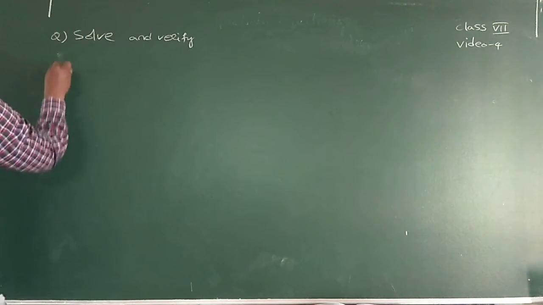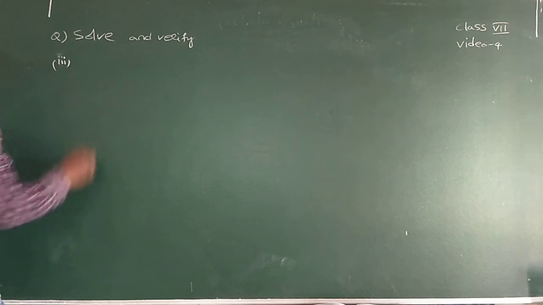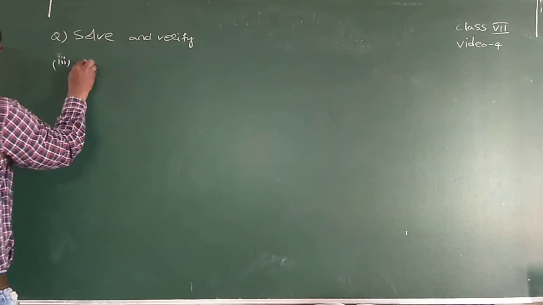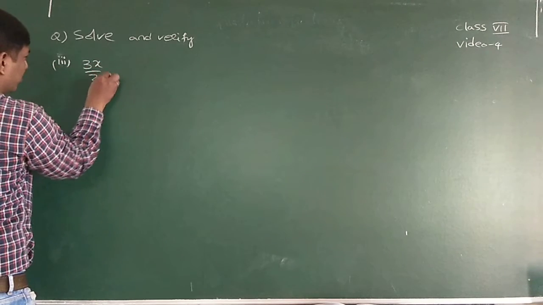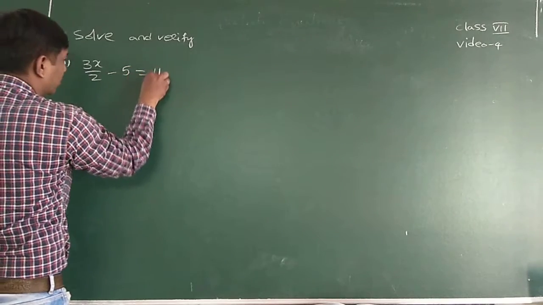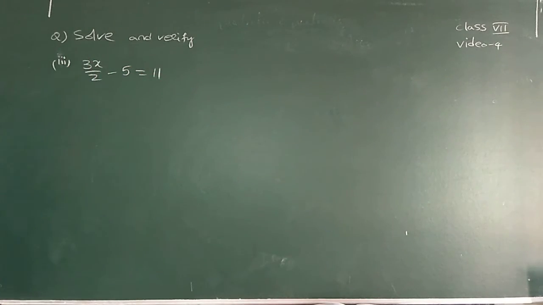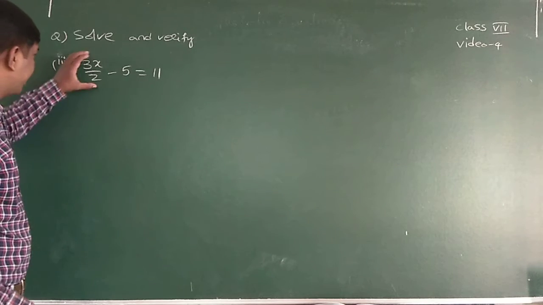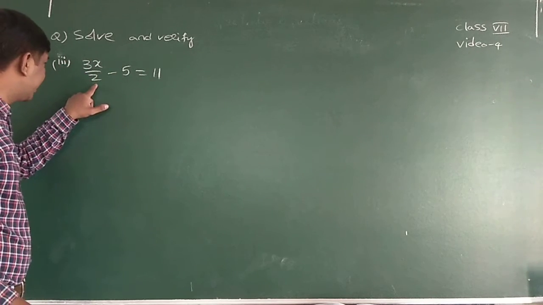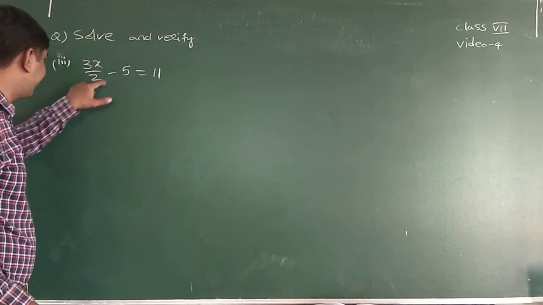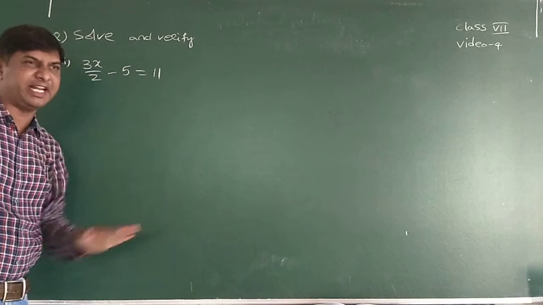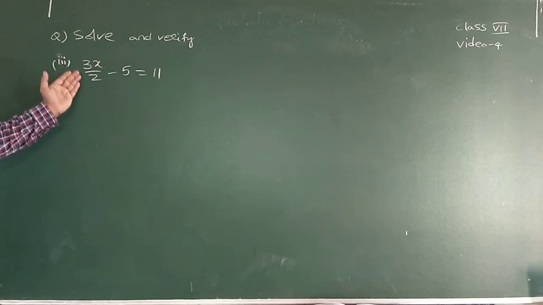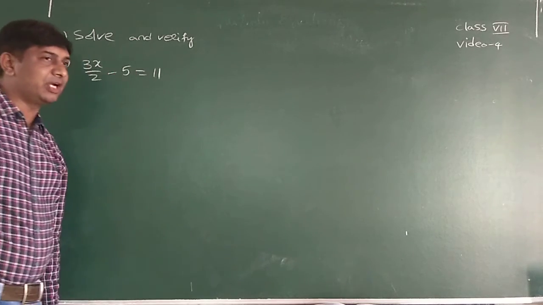Say here, the third question: 3x by 2 minus 5 is equal to 11. Here there are two different terms. Here 2 is the denominator, and 2 is only for the first term. I do not simplify or do anything. So 3x by 2 minus 5 is equal to 11.